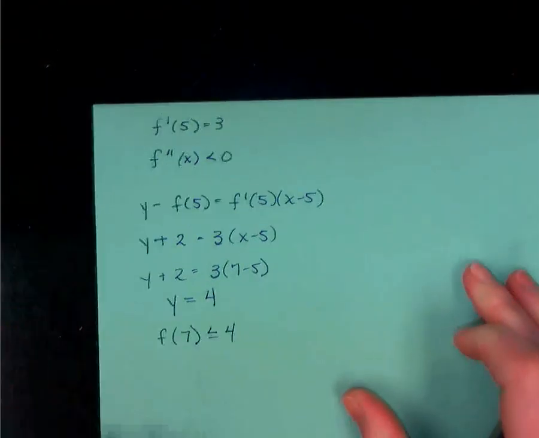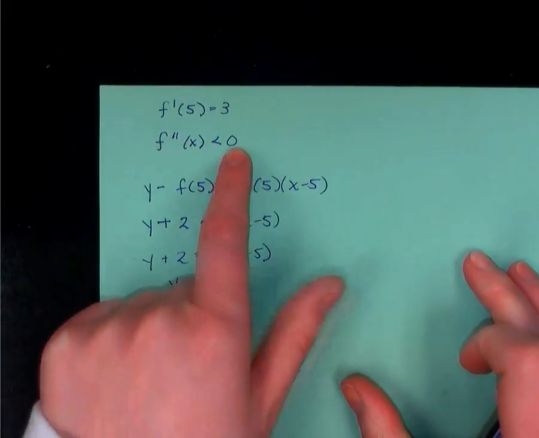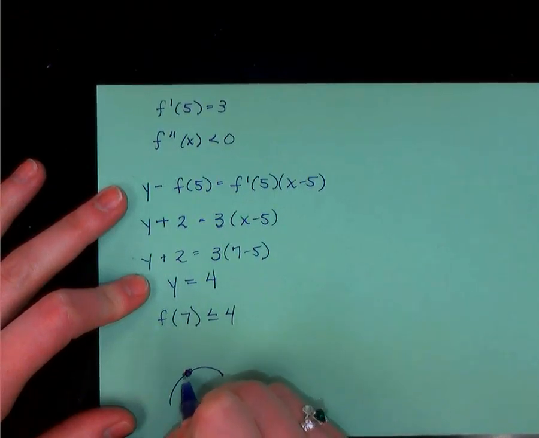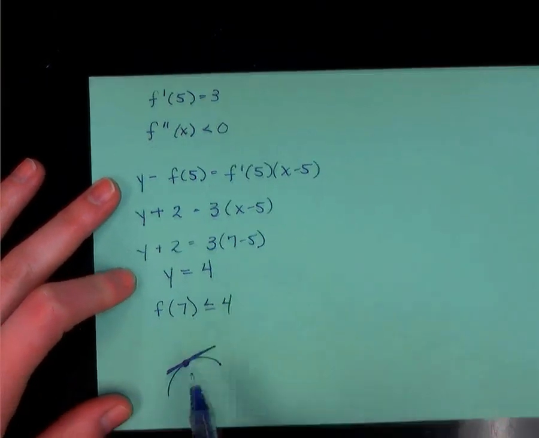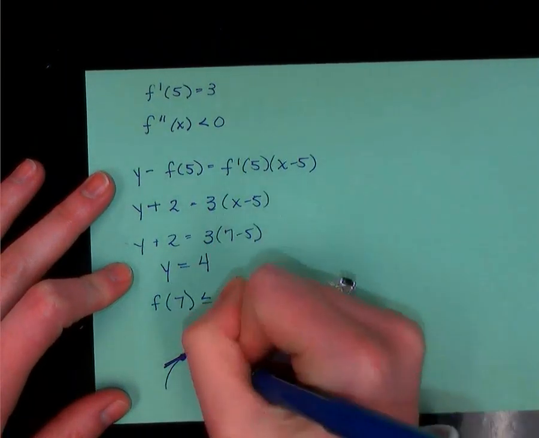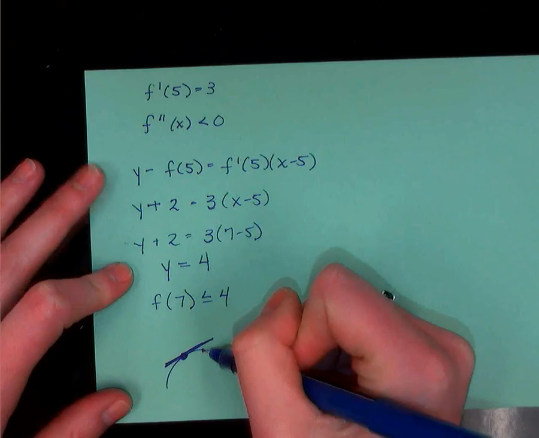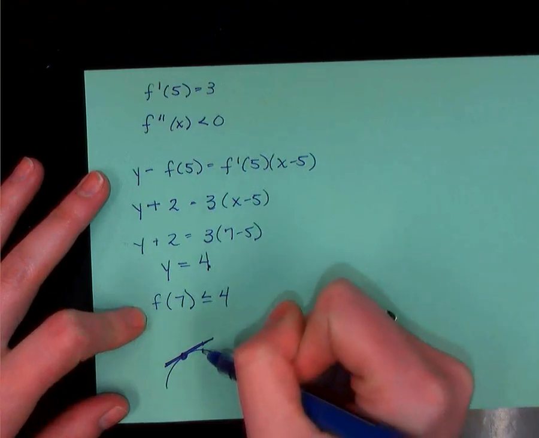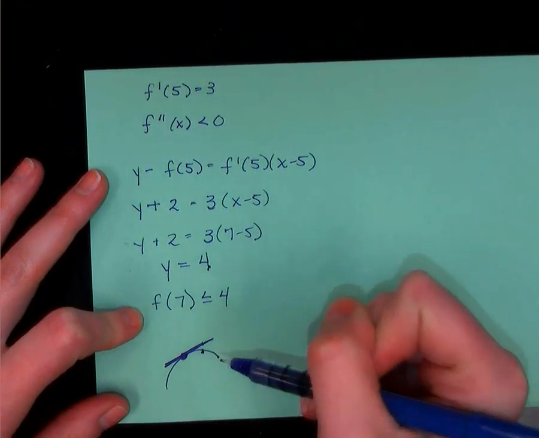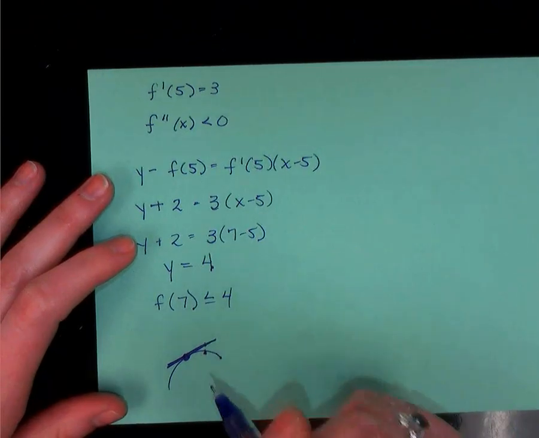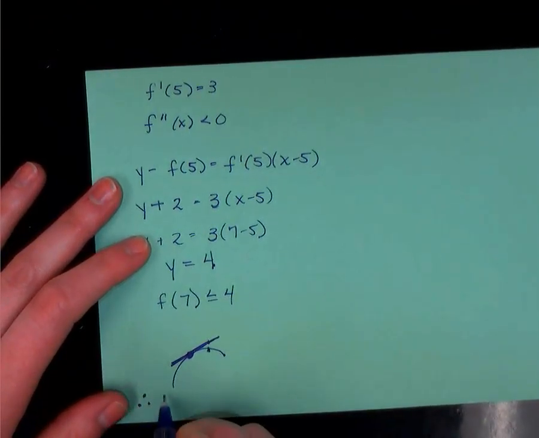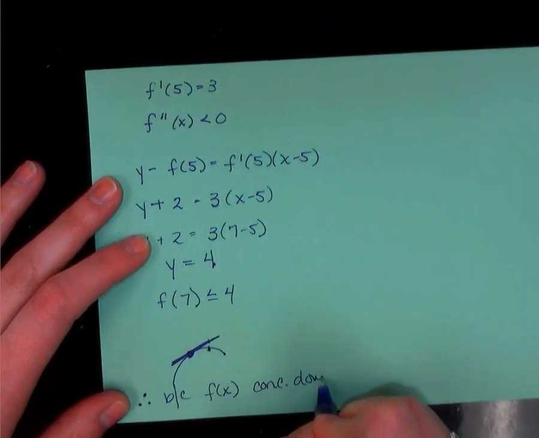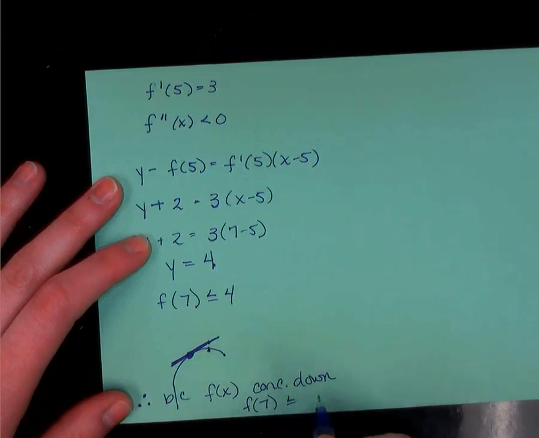Well, here's the key to this problem. The second derivative is negative. Therefore, my graph is concave down. If I have a graph that's concave down, and I find the equation of the tangent line, this is the equation of the tangent line at 5. Right over here, if I move to the right, that's when x is 7. The tangent line says that the y value will be 4. Therefore, the actual y value has to be less than 4. So I've just proven that because f of x is concave down, f of 7 has to be less than or equal to 4.